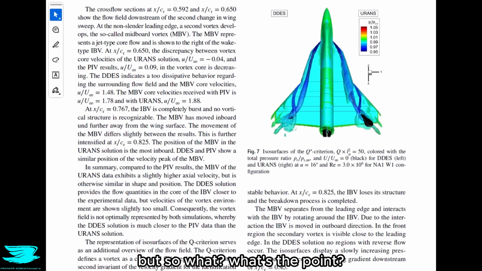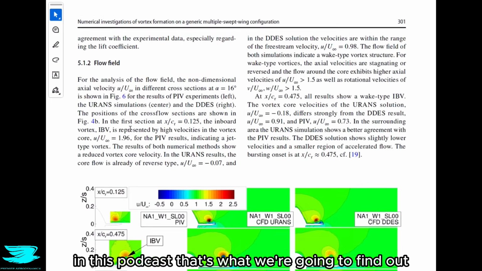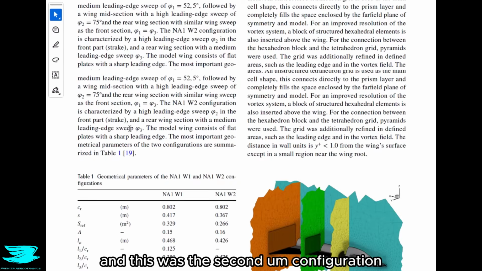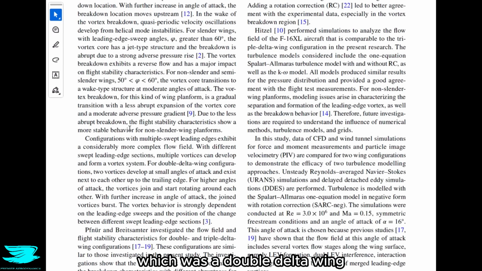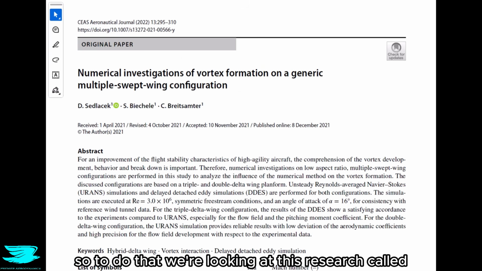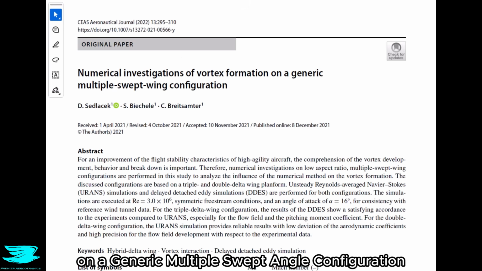But so what? What's the point? Well, in this podcast, that's what we're going to find out. And we'll see the effects of these vortices from this triple delta wing and that configuration, and also the second configuration, which was a double delta wing, on the lift and drag and the flow field as well. So to do that, we're looking at this research called Numerical Investigation of Vortex Formation on a Generic Multiple Sweep Angle Configuration.